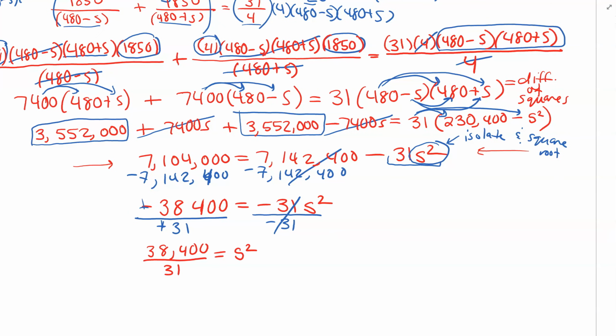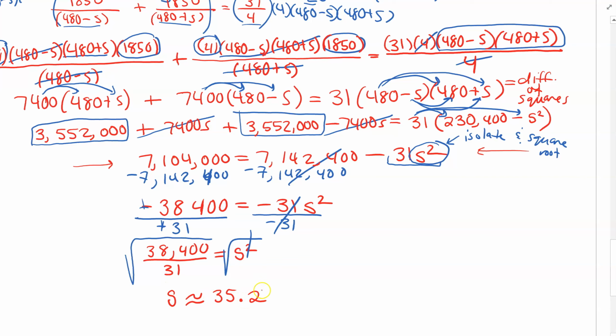And then I'll go ahead and square root both sides to cancel out the square. And then when I do this in my calculator, I'll turn it into a decimal. So s will approximately be the square root of that fraction. So I do 38,400 divided by 31. And this decimal is like 1,238.7 approximately. So then I will square root that decimal, and that turns into about 35.2 approximately.